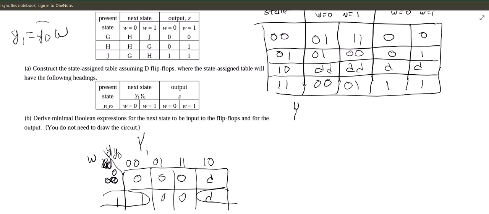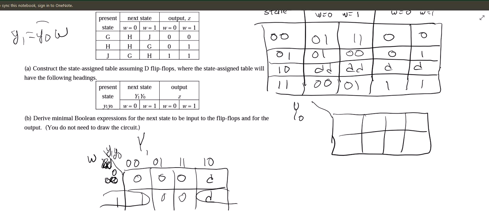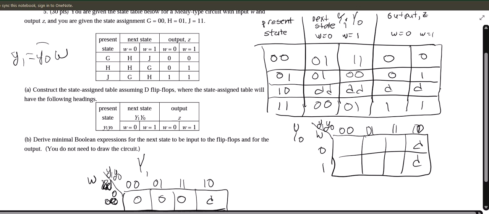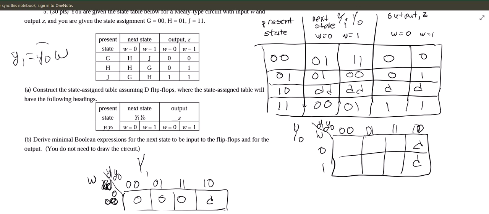Okay, now let's do Y0. Again, we have don't cares here. And Y0 is the second column. And if we look at the second column, when W is 0, we see when Y1, Y0 is 0, 0, we have a 1. When it's 0, 1, we have a 1. And when it's 1, 1, we have a 0. And when W is a 1, when Y1, Y0 is 0, 0, we have a 1. When it's 0, 1, we have a 0. And when it's 1, 1, we have a 1.